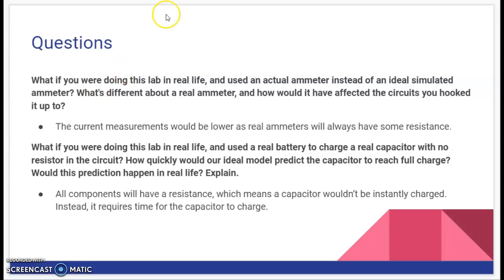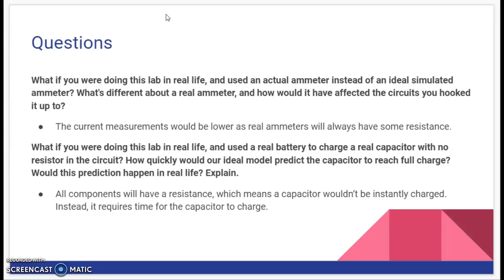So question: what if you're doing this lab in real life and use actual ammeters instead of an ideal simulated ammeter? What's different about a real ammeter and how would it affect the circuits you hook up to? Well, with real ammeters, there will always be resistance because it's not ideal. Therefore, the current measurements would be lower.